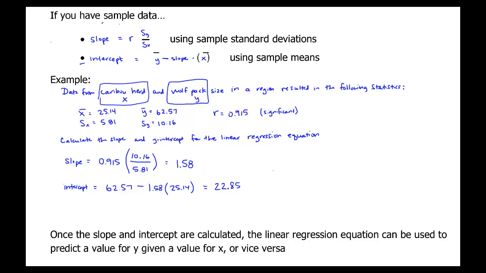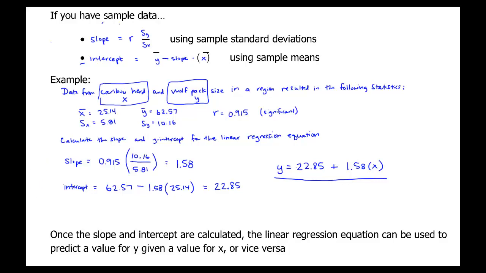So now we have both of the numbers, we can write our linear regression equation. Y equals the intercept plus the slope times x. Okay, so we have our equation calculated just by using the means and standard deviations of our two groups and the correlation coefficient.